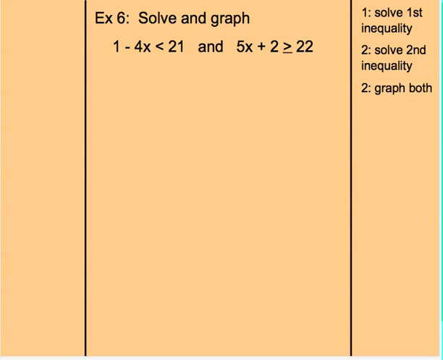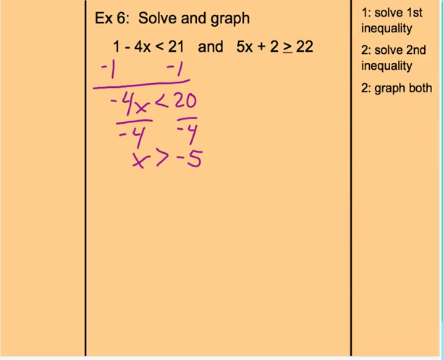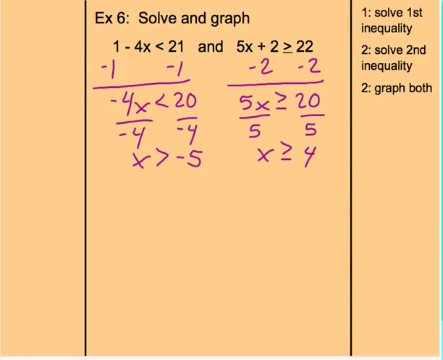And switching gears, we're going to look at a special solution for an and compound inequality. Same process, we're going to solve them each. So I'm going to subtract 1 from both sides. Don't lose the negative in front of your 4. And because I'm dividing by a negative, my inequality will flip. X is greater than negative 5. Second inequality, subtracting 2 from both sides. Dividing by a positive 5, my inequality does not flip. And I have x is greater than negative 5, and x is greater than or equal to 4.